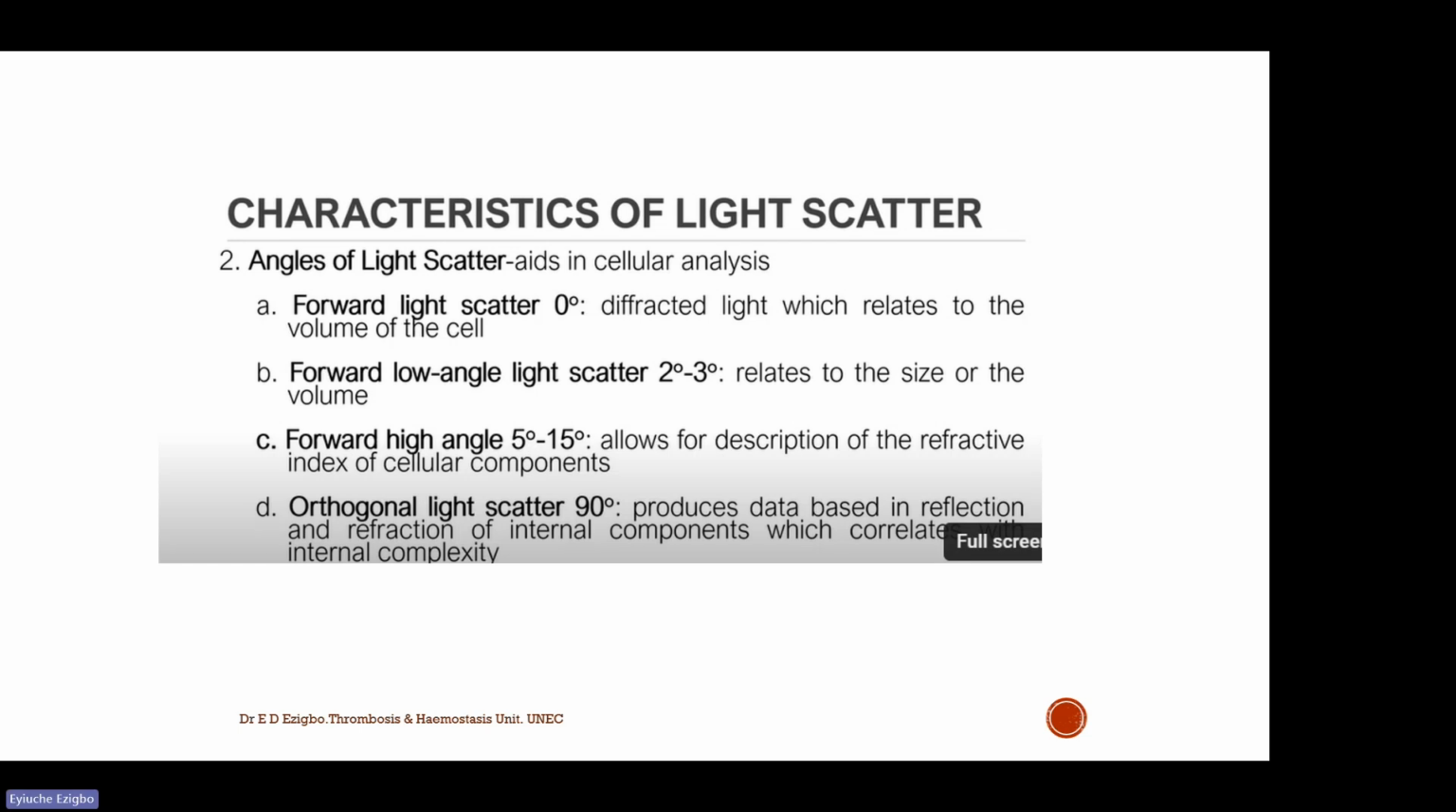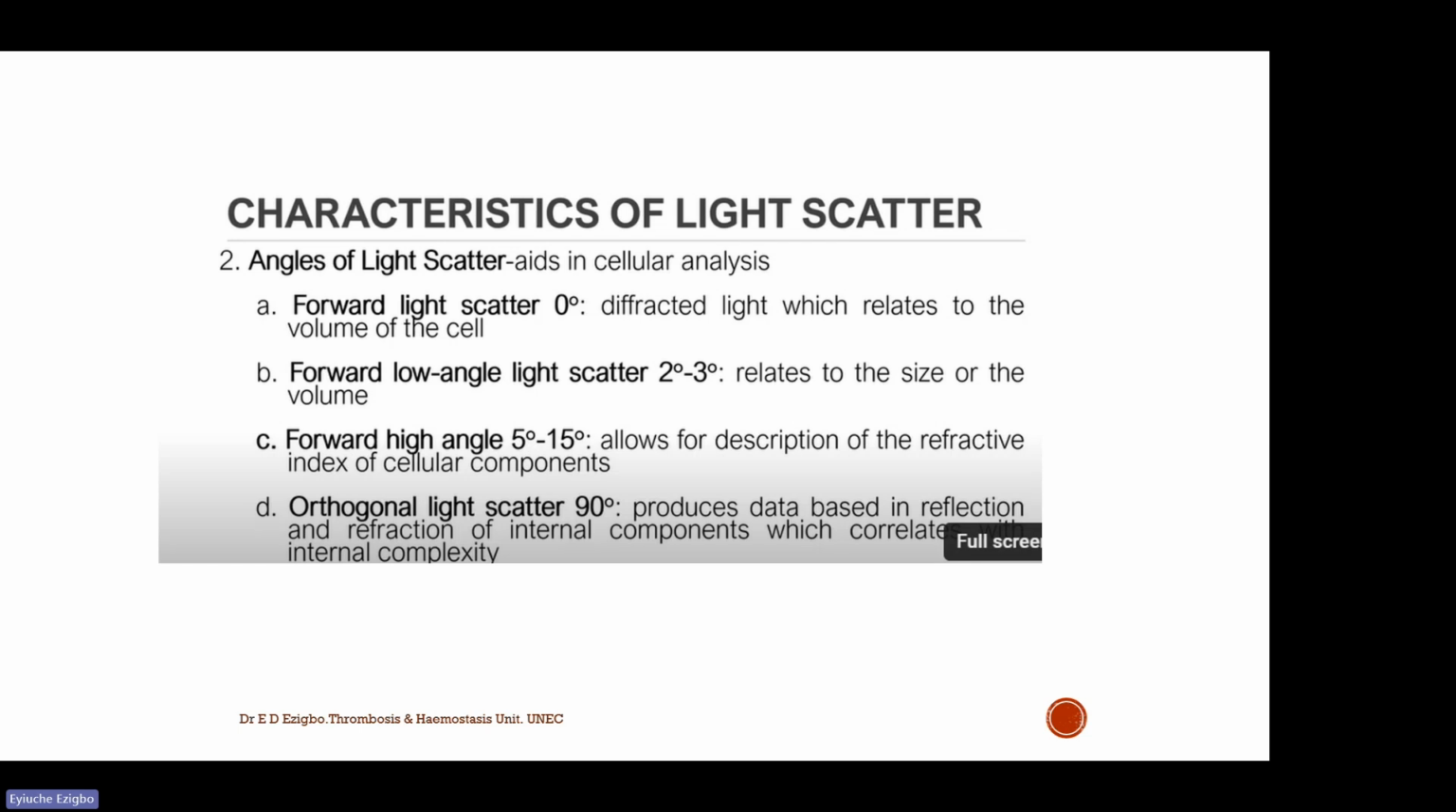So forward low angle light scatter relates to the size or volume. They are using the characteristics of these cells, and also how they reflect, diffract, or refract light, to be able to sort them out. That's basically all this grammar we have been talking about since.